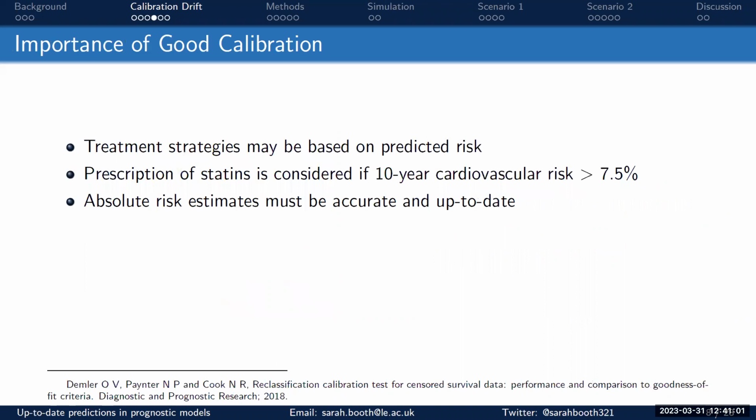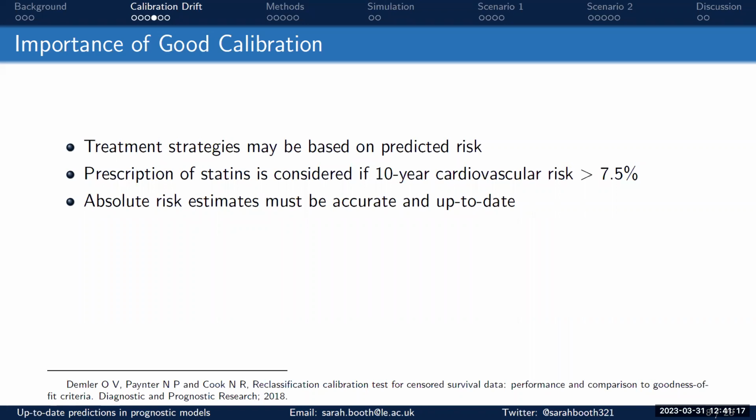So yeah, good calibration is really important because treatment strategies might be based on predicted risk. So for example, for surgery, there might be a cutoff where you would only consider surgery if mortality was less than a certain percentage.